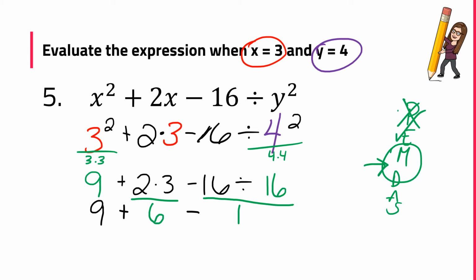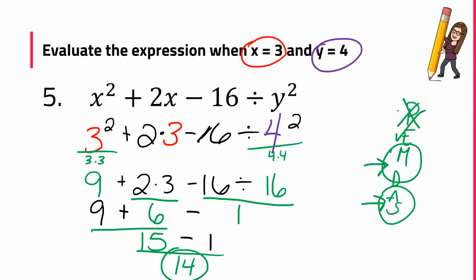All right, next I have add or subtract left to right. Let's go left to right. 9 plus 6 is 15. The minus 1 falls down. And my last step, 15 minus 1 is 14. Again, if you are struggling with the bottom part of that, simplify and use PEMDAS, see the previous lesson.